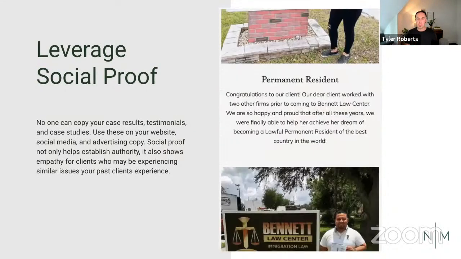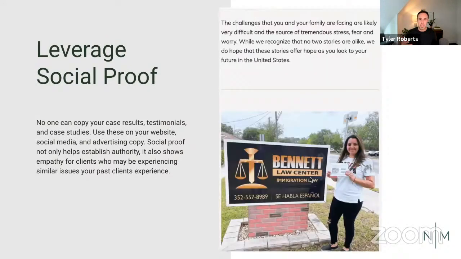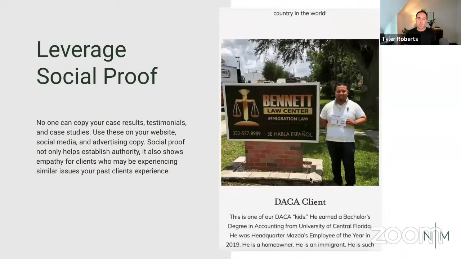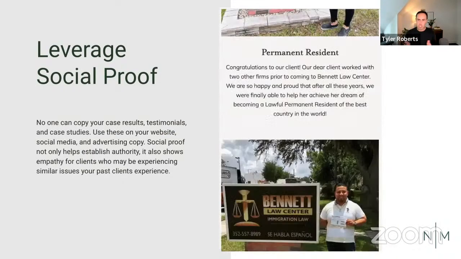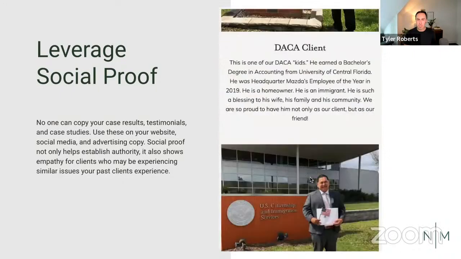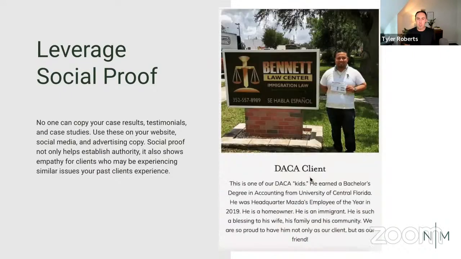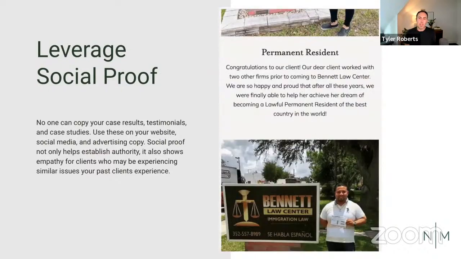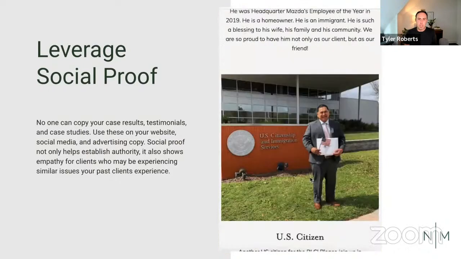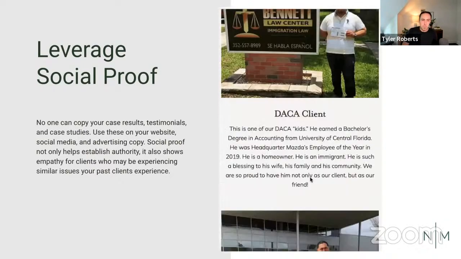You also want to leverage social proof. So testimonials, case results, case studies, adding these to your website and to your marketing is a great way to differentiate your firm. Just like photos and videos, no one else can use your reviews. If someone leaves a review for your law firm, another law firm can't use that, right? And so this is something that's truly unique to you, and you can leverage this to differentiate your firm.